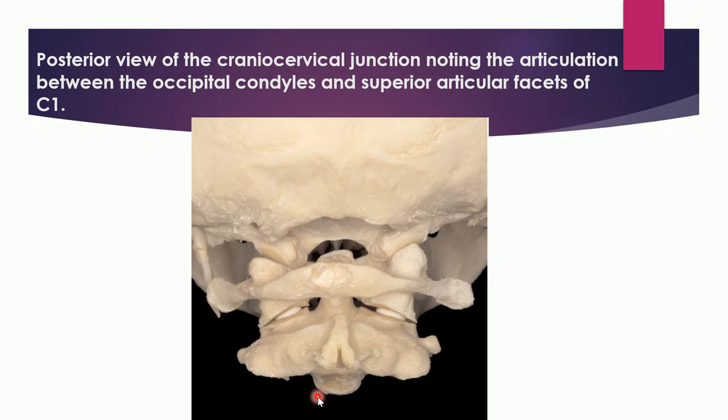The bones. Here we can see the posterior view of the craniocervical junction. We can see the occipital condyle, the facet of C1, and here is the articular portion of the craniocervical junction.